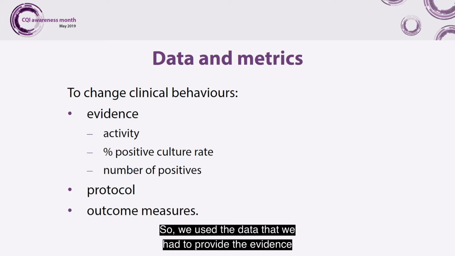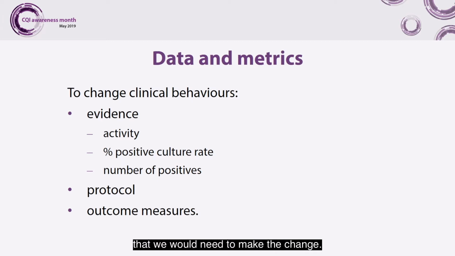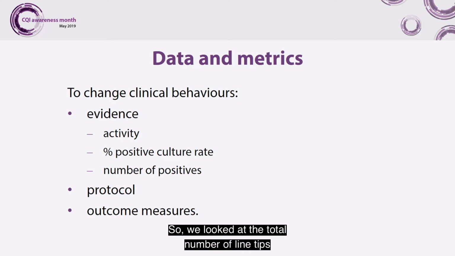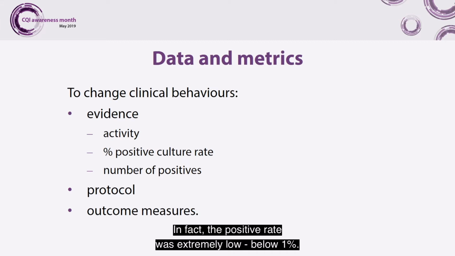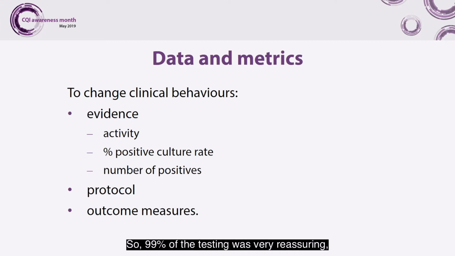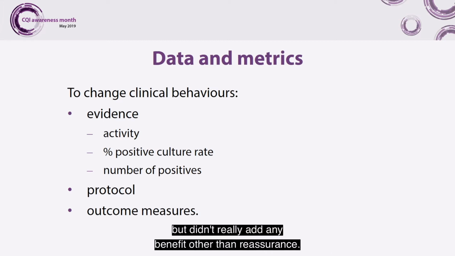So we used the data that we had to provide the evidence that we would need to make the change. So we looked at the total number of line tips that we were being asked to evaluate, that were being sent for culture, and we looked at their positive culture rates as a percentage, but also had a figure for the total number of positives that were undertaken. In fact, the positive rate was extremely low, below 1%. So 99% of the testing was very reassuring, but didn't really add any benefit other than reassurance.